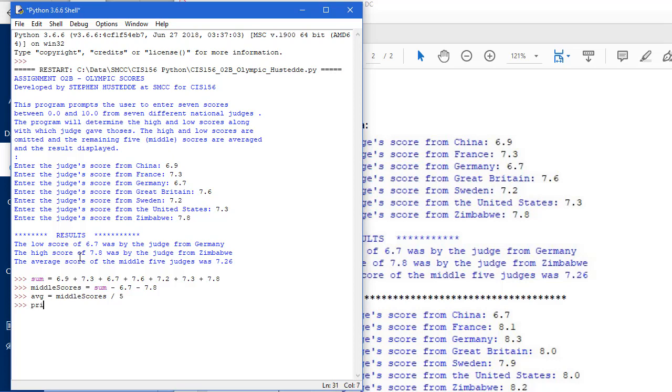And we can print the average, and I get 7.26, which is what my program also calculated. So I just verified that the math is happening correctly, and I'm feeling good about my application, that the algorithm works correctly.